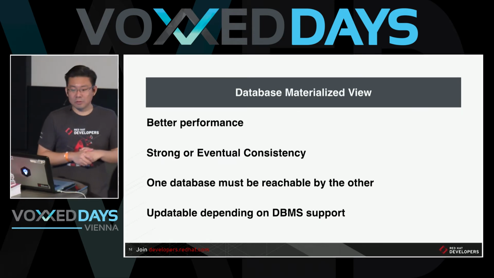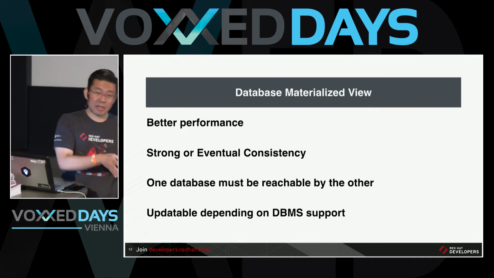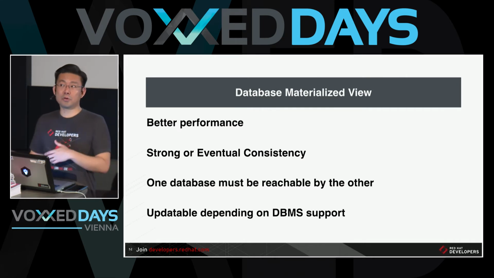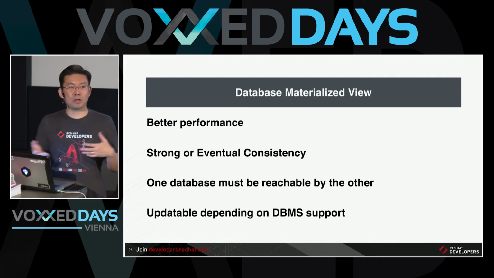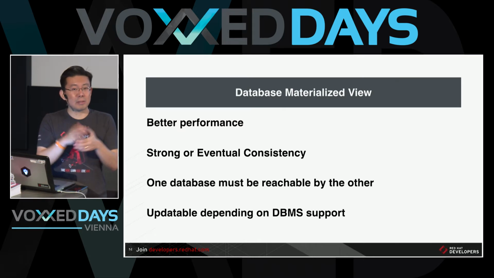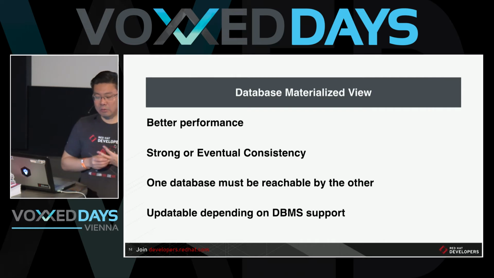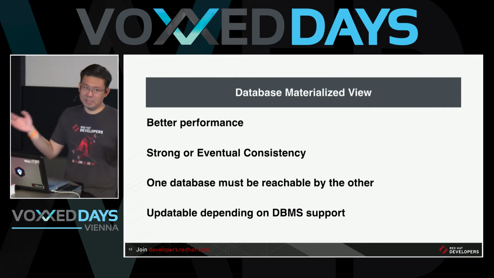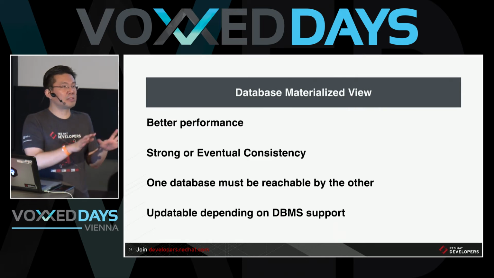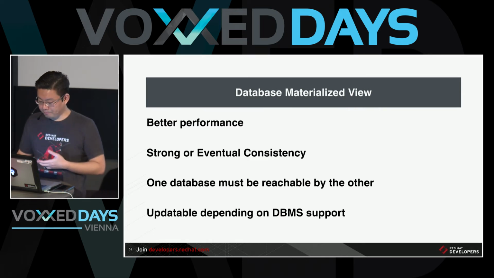A database materialized view has better performance than just a view. It can have strong or eventual consistency, depending on how you create the materialized view. If you create it to be updated on each commit of the source tables, then it's strongly consistent. If not, if it's updated on a time trigger or on demand, then it's eventually consistent. Again, one database must be reachable by the other, through a DB link, and at least on Oracle, it's also updatable depending on how you create the materialized view.